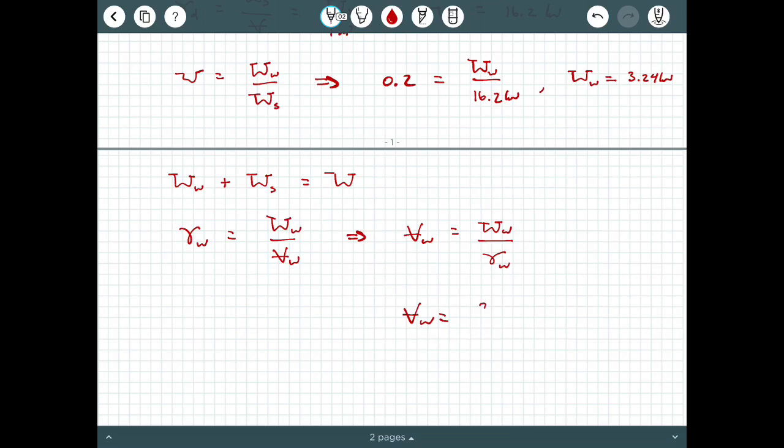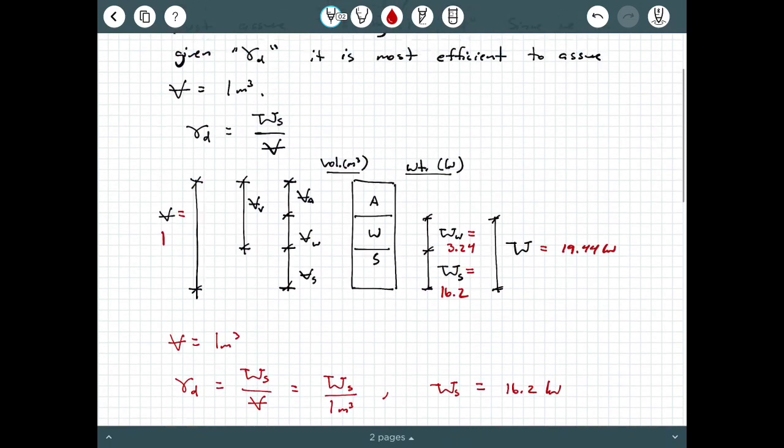So volume of water is 3.24 kilonewtons divided by 9.81 kilonewtons per meter cubed. And let's see what we get. 3.24 divided by 9.81, and we get 0.33 cubic meters, okay? If you want to take that out maybe to a few more sig figs, that's really 0.3303 cubic meters, okay? So let's populate that side now. We have 0.3303 as our volume of water, okay?